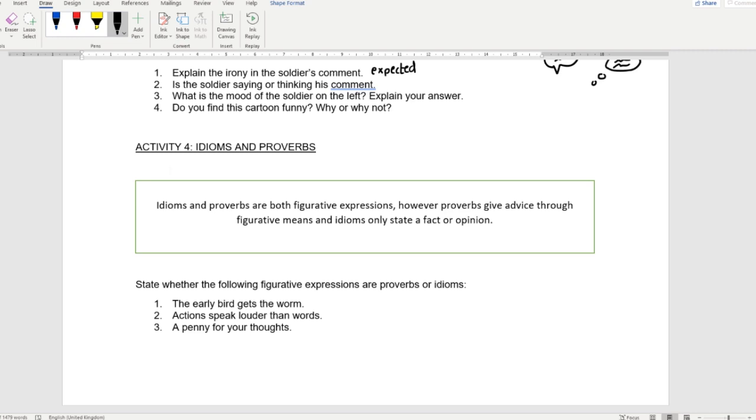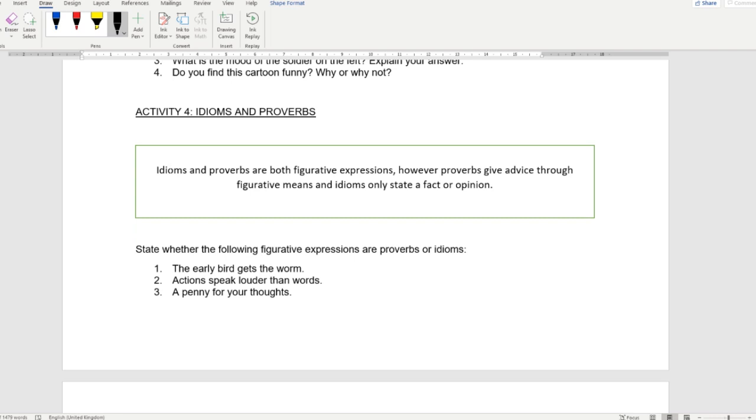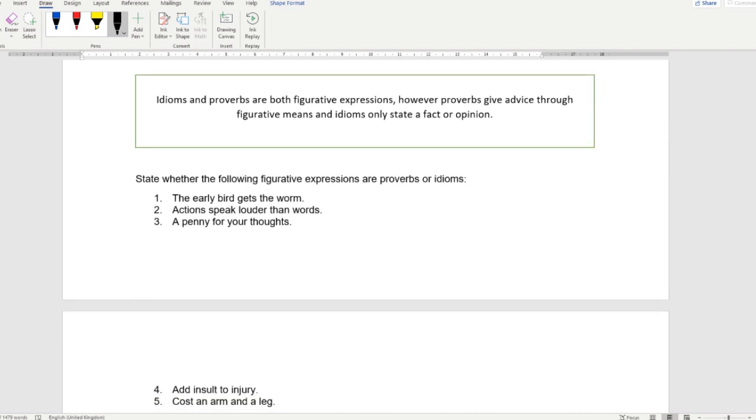Okay, we're now going to get started with idioms and proverbs. Idioms are just figurative expressions that do not add more information. They do not give you advice, whereas proverbs are figures of speech that do give advice. They are expressions that will give you a little bit of extra information, something to live by.